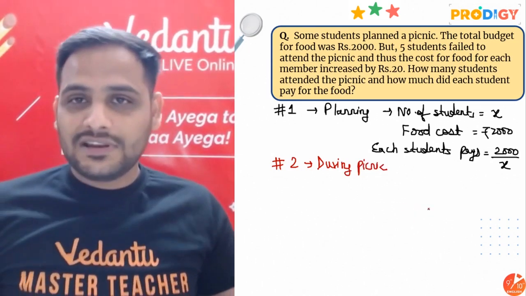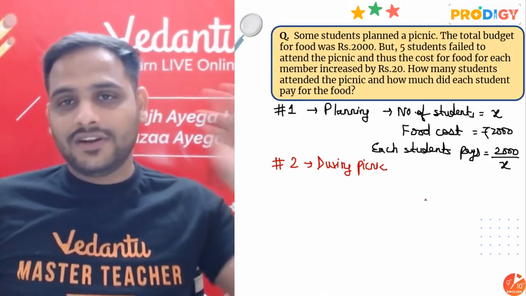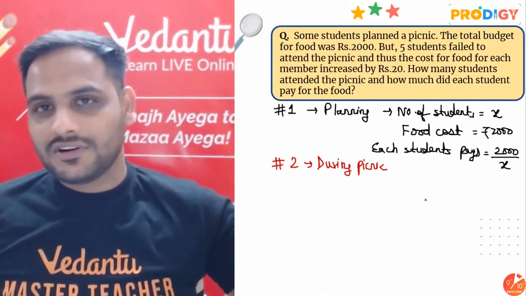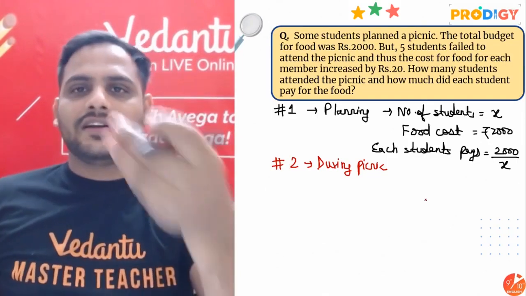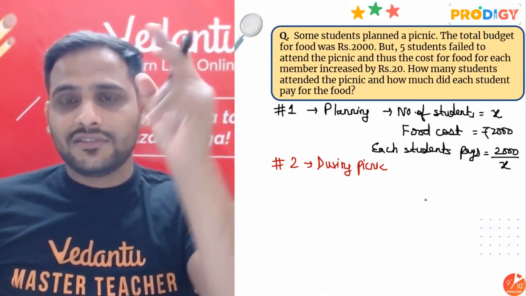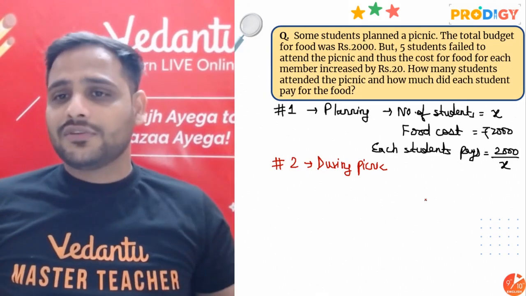There will be 5-6 students, 5-6 friends who will say, yaar, Papa is not allowing. It happens, alright, simple. So the same thing happened with these 5 students. Their father didn't allow, saying no picnic, study at home. So these 5 students didn't come.